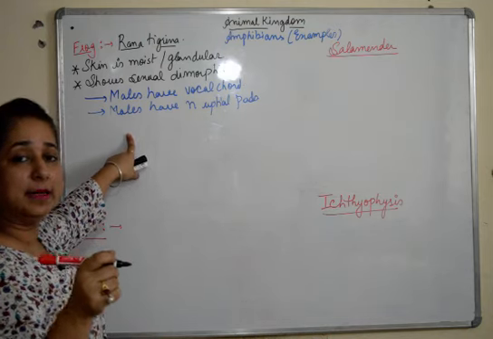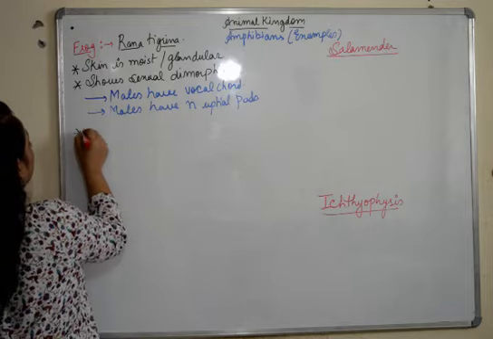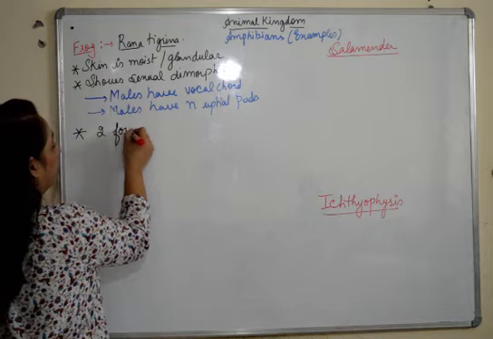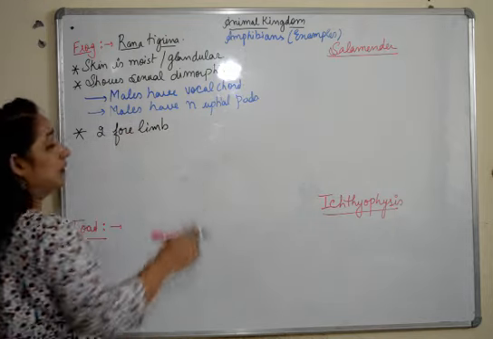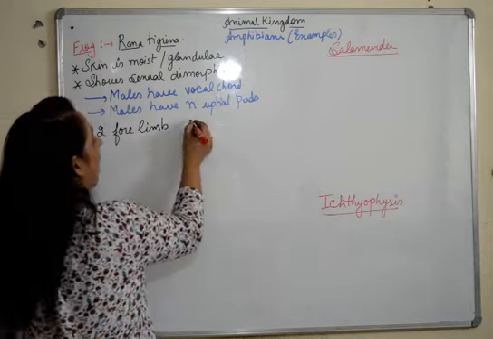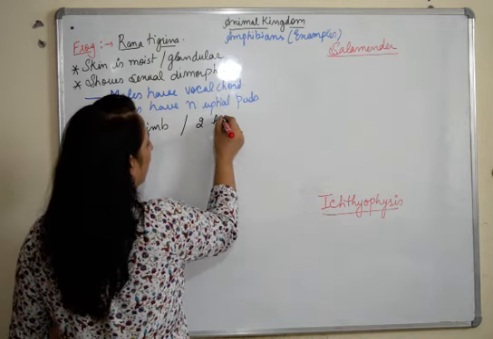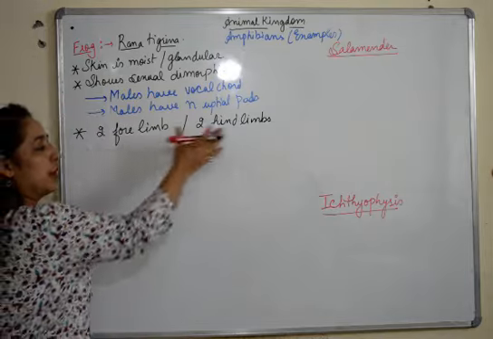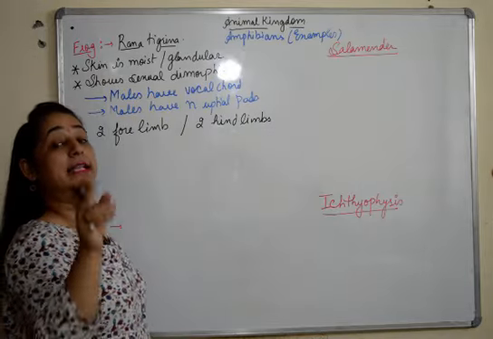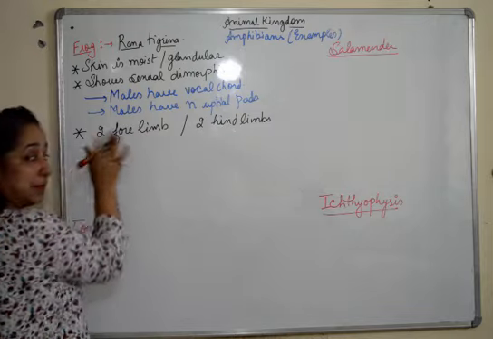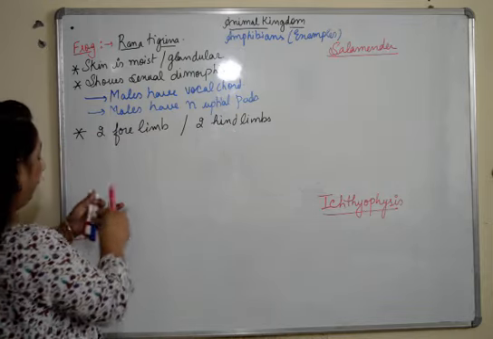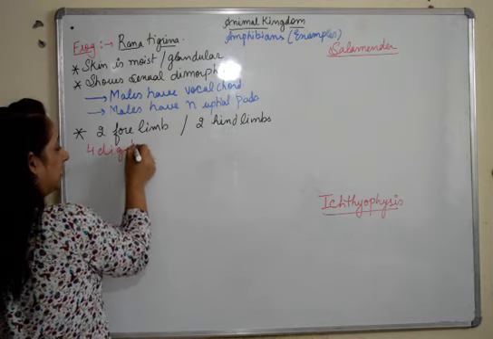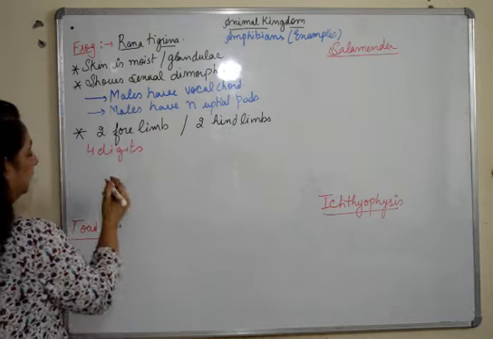frog or Rana tigrina, that is they have forelimbs and hind limbs. They have 2 forelimbs, that means the kind of arms, and they have 2 hind limbs. Now these 2 forelimbs I'm talking specifically about, they have 4 digits. That means kind of fingers, you can say.